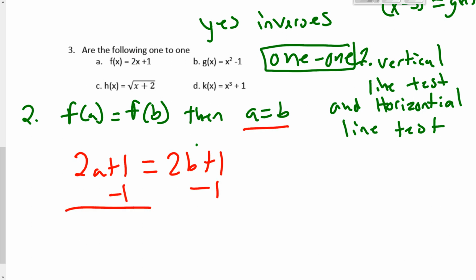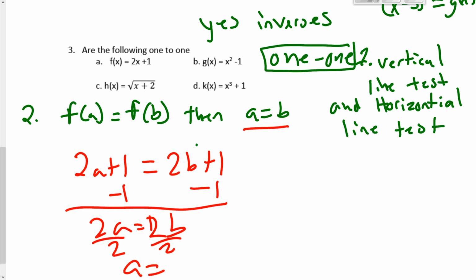Now I'm trying to solve for a equals b. Subtract 1 from both sides. Oops, equals 2b, divide by 2, divide by 2, and we get a equals b. So for a here, letter a does equal b, so yes, it's 1 to 1.